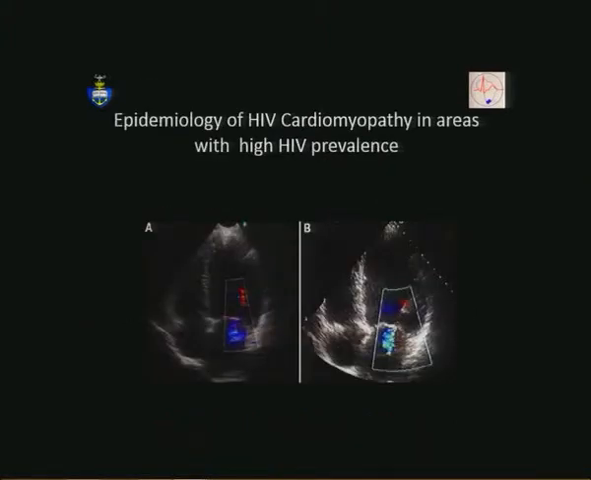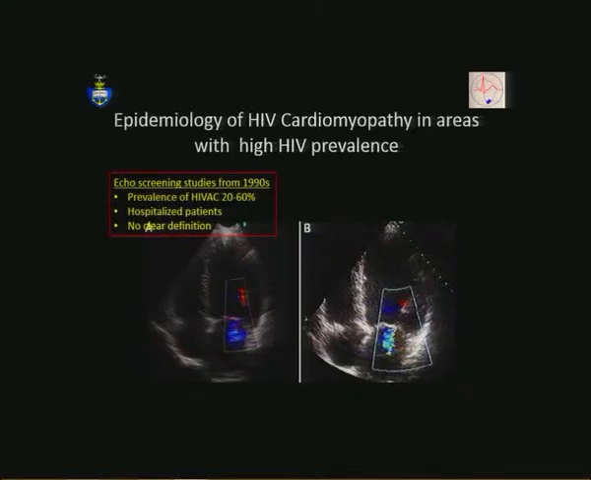So with regard to the epidemiology of HIV cardiomyopathy in areas of high prevalence, traditionally prior to the 1990s, what you had were many echo screening studies, which suggested that the prevalence was somewhere between 20 and 60%. The limitations of these studies were that they were essentially confined to sick, hospitalized patients, and the definitions of cardiomyopathy or heart muscle disease weren't really outlined. So it wasn't clear what it was we were dealing with, but certainly it was noted that heart disease in patients with HIV was quite prevalent.